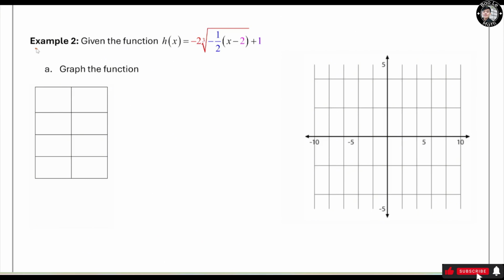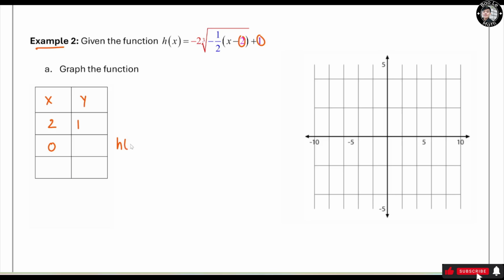Now let's move on to example number 2. We need to graph the cube root function right here, right? So first we need to create the table of values. Now the vertex is (2, 1). Now we're going to let x equal 0 to solve for y.